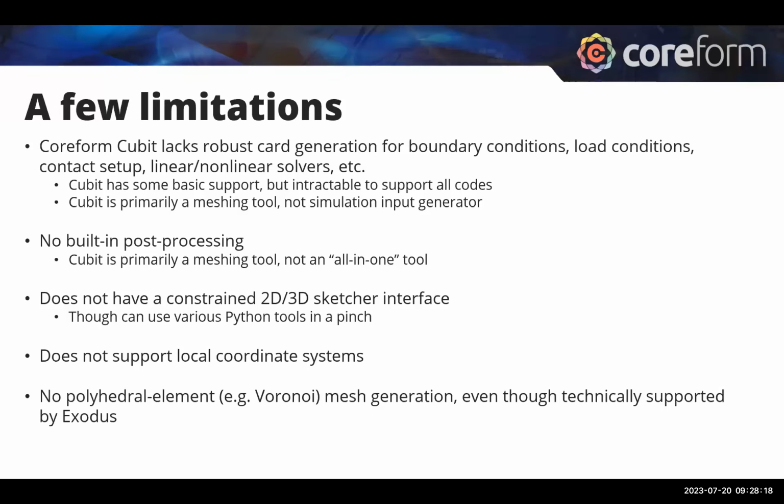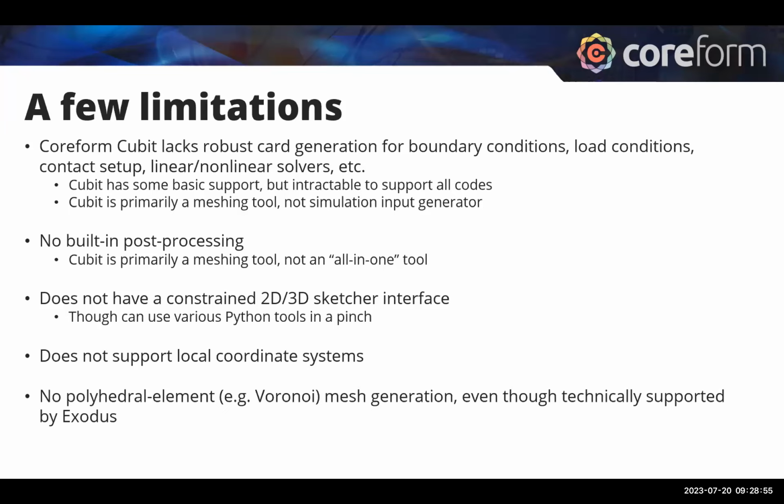It also does not have a 2D or 3D sketcher interface, which you may be familiar with. However, in the past, I have used Python tools in a pinch. So I've used tools like FreeCAD to create sketches for me, and then through Python, pull those back into Cubit. It also does not support local coordinate systems, which you may be interested in using for anything from defining material orientations to defining an output coordinate system where maybe you want Cartesian and cylindrical coordinate systems in one.